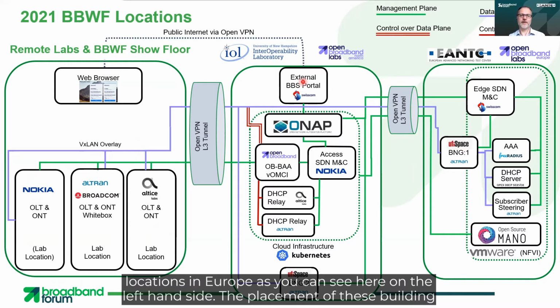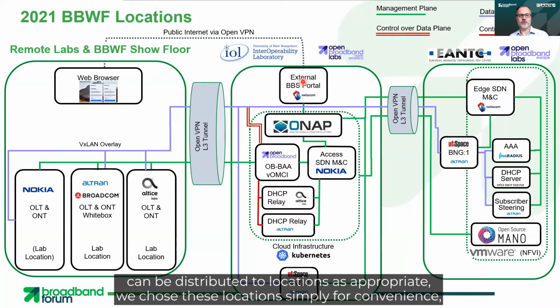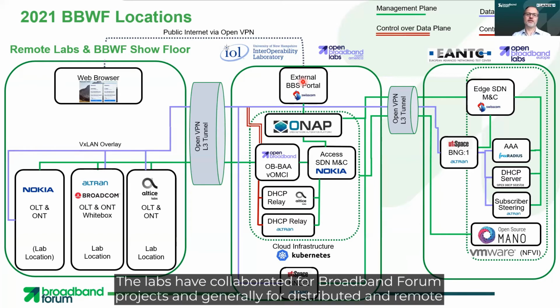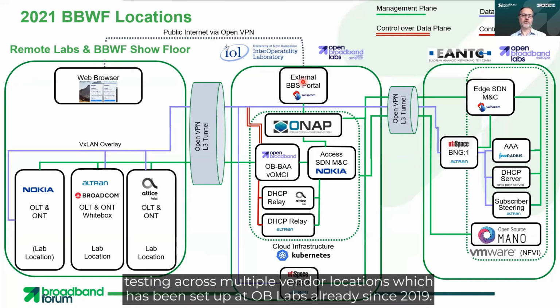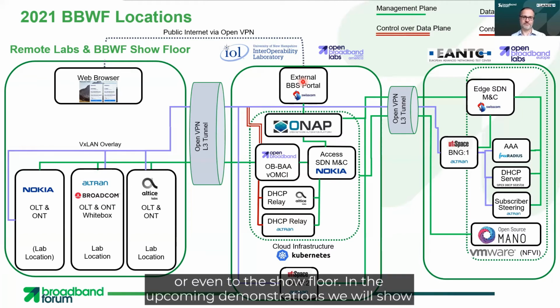on the left-hand side. The placement of these building blocks overall throughout the whole diagram is simply an example to show that the functions can be distributed to locations as appropriate. We chose these locations simply for convenience. For example, pre-existent infrastructure and services at the two open broadband labs. The labs have collaborated for Broadband Forum projects and generally for distributed and remote testing across multiple vendor locations, which has been set up at OB labs already since 2019. For example, there isn't any reason that the BAA layer could not have been deployed to the EANTC lab or even to the show floor.